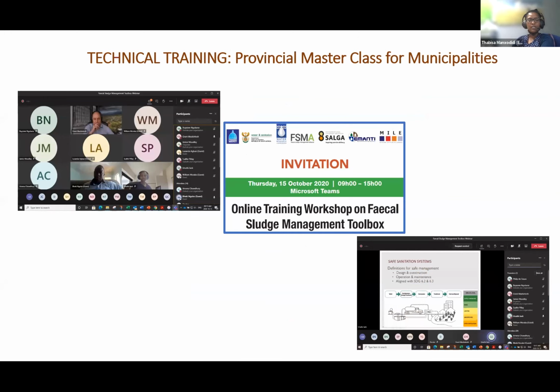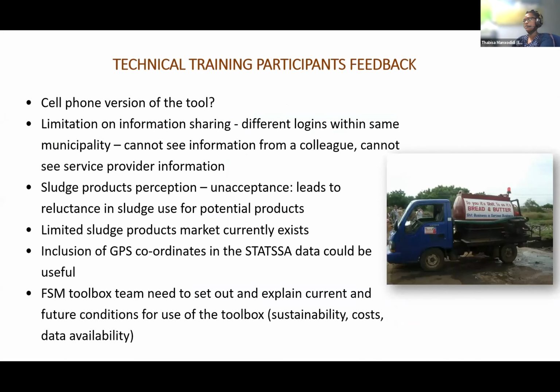Fortunately and unfortunately, we are in this time of COVID, so we've been doing most of these virtually, which actually works well in most cases. And then of course, everything that works well has got its ups and downs. The technical training feedback that we conducted, just briefly, the cell phone version of the tool.